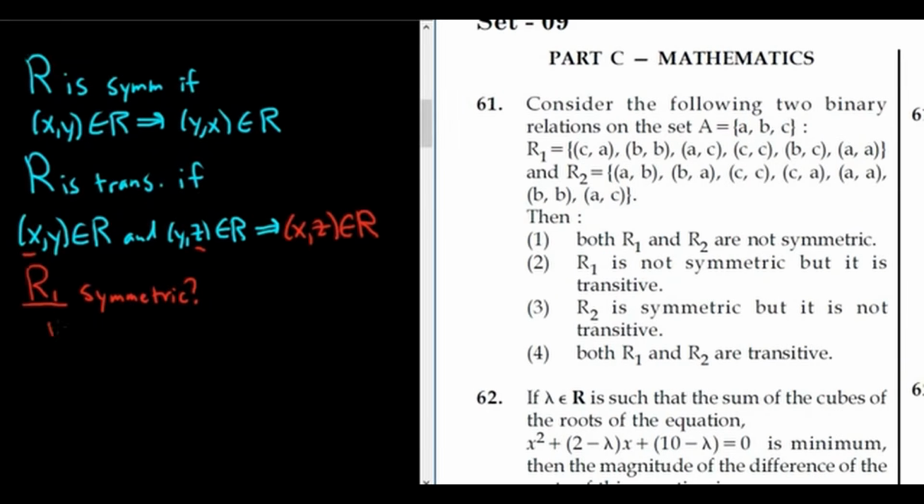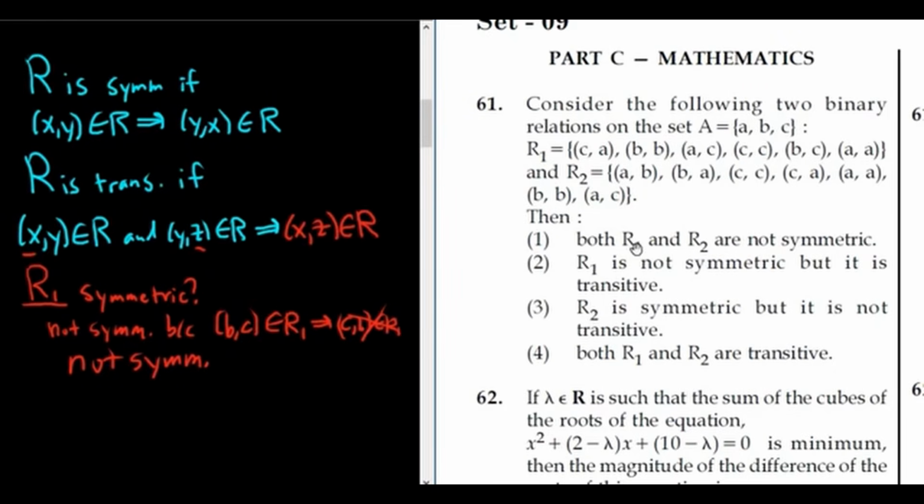So it's not symmetric, because BC is in R1. If it was symmetric, this would mean that CB is in R1. But it's not, right? We don't see a CB here, so this is not true. So R1 is not symmetric. So does that let us answer the question?